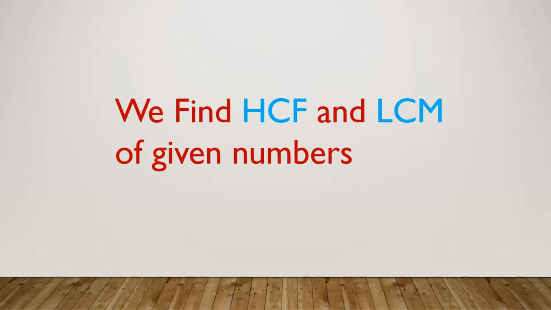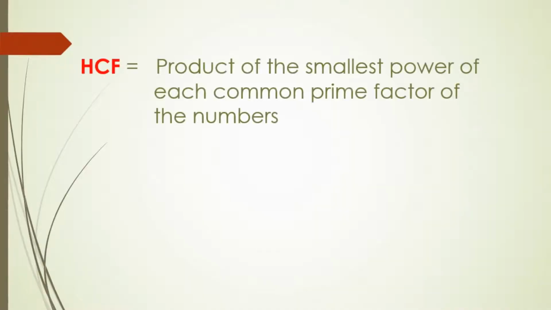Here is a procedure with this prime factorization. HCF is equal to the product of the smallest power of each common prime factor of the numbers. Don't worry, by means of an example you can get clarity on this. That means we are going to prime factorize each number, and then we extract the HCF from those.